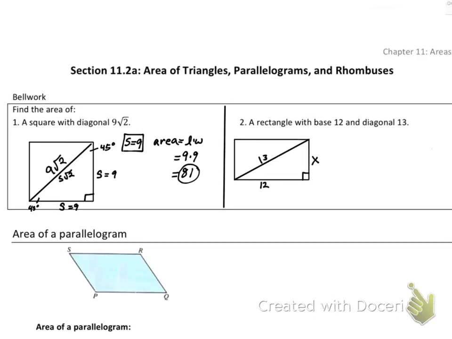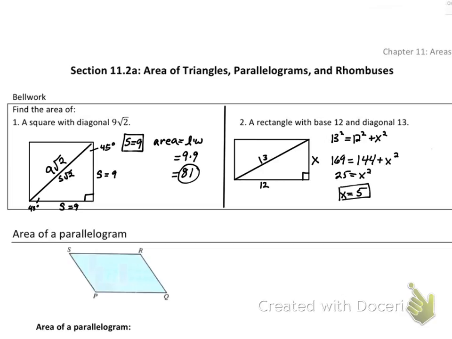Okay, so that means that I'll have 13 squared equals 12 squared plus x squared, which is going to be 169 equals 144 plus x squared. Subtract 144 from both sides, and you're going to come up with 25 equals x squared. Square root of both sides, and we'll come up with x equals 5.